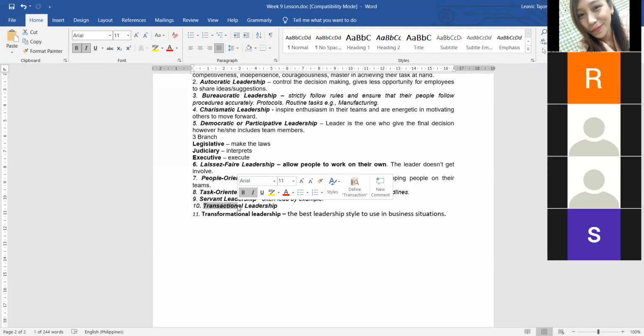That will lead to turnover, or employees resigning. And the last leadership style is the transformational leadership style, which is the best leadership style to use in a business situation. When you have transformational leadership, these leaders are inspiring because they expect the best from everyone on their team as well as themselves. So this leads to high productivity and engagement from everyone in their team.